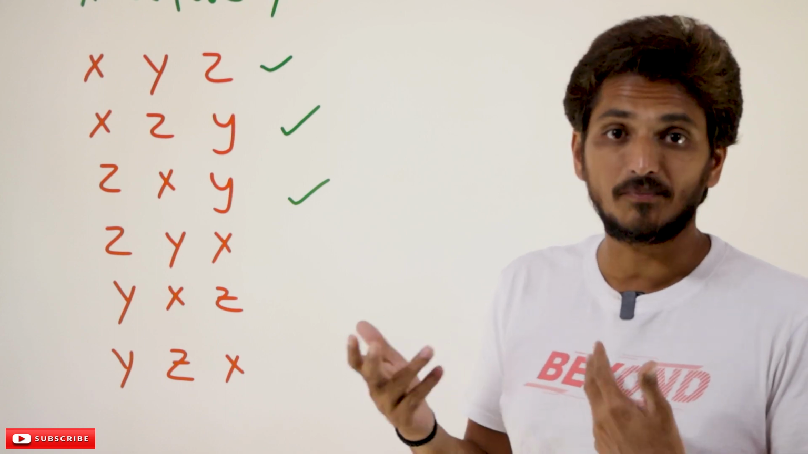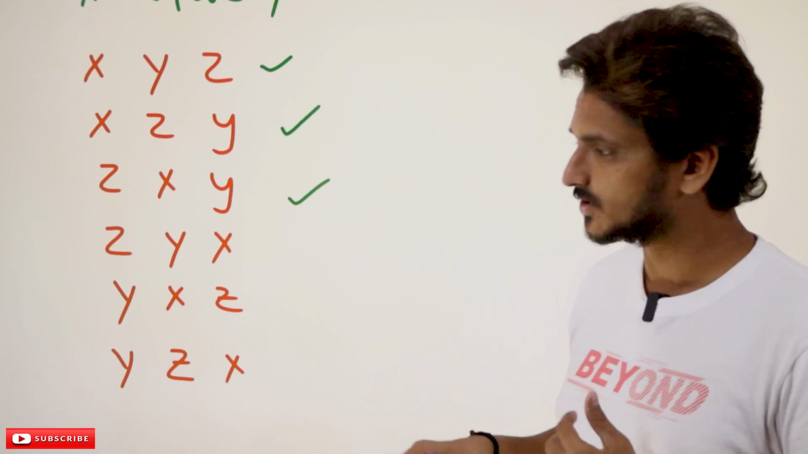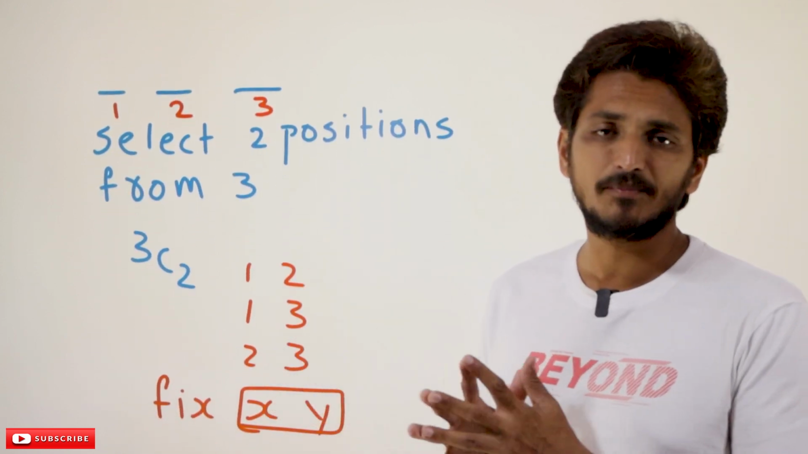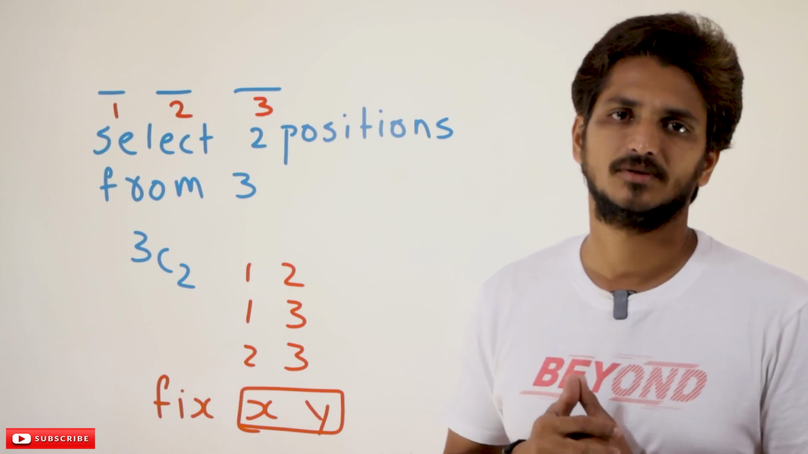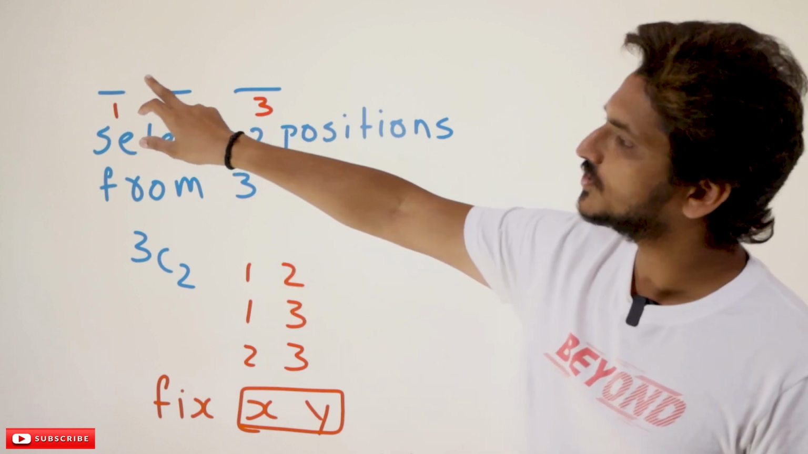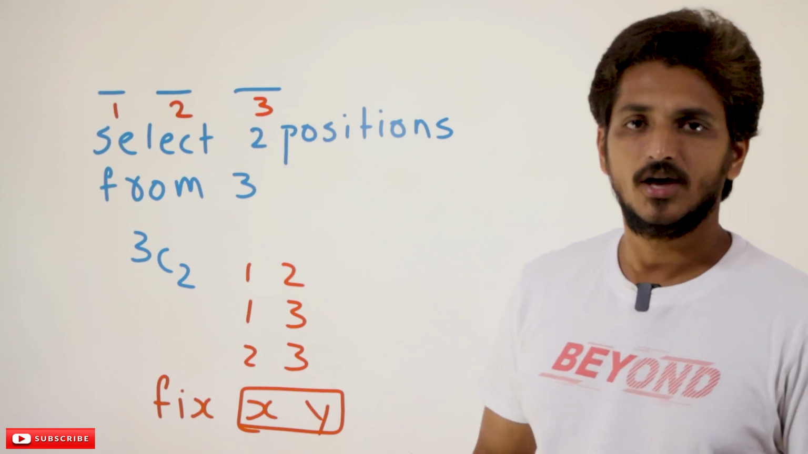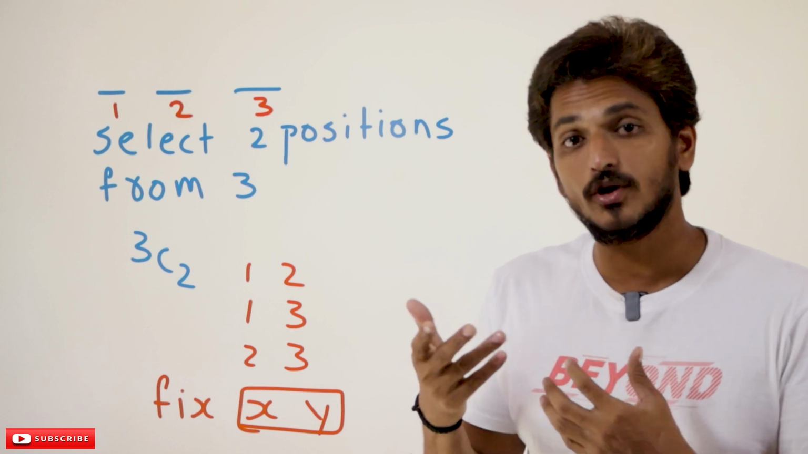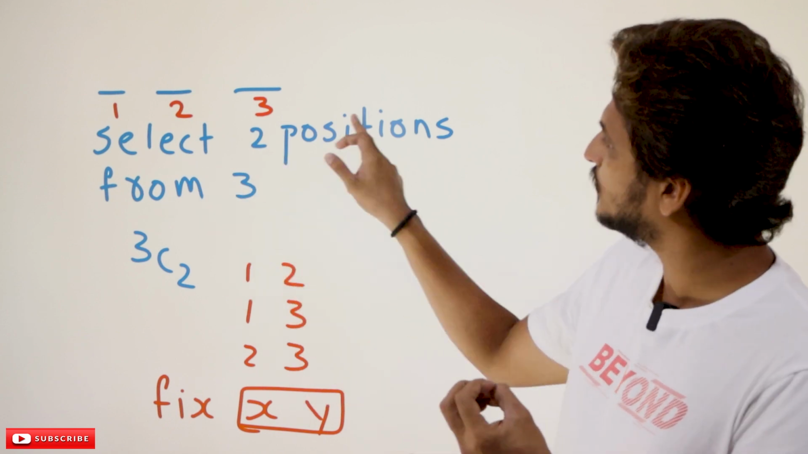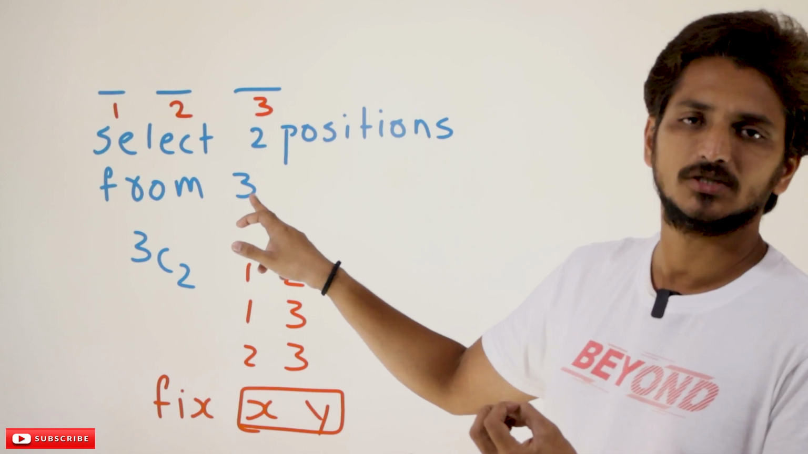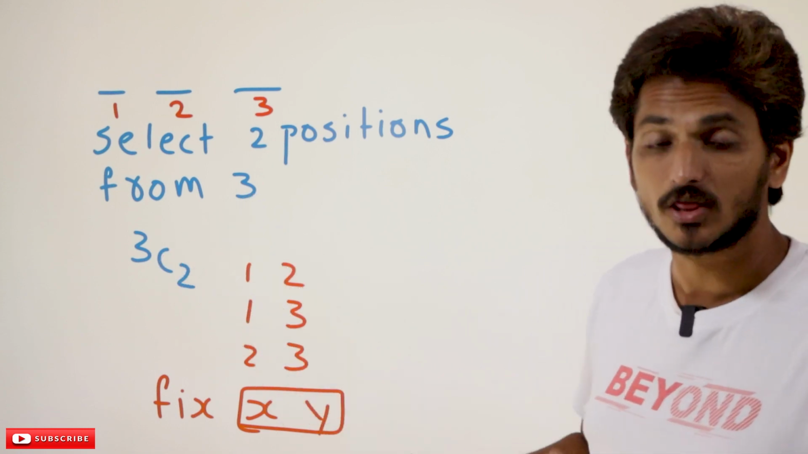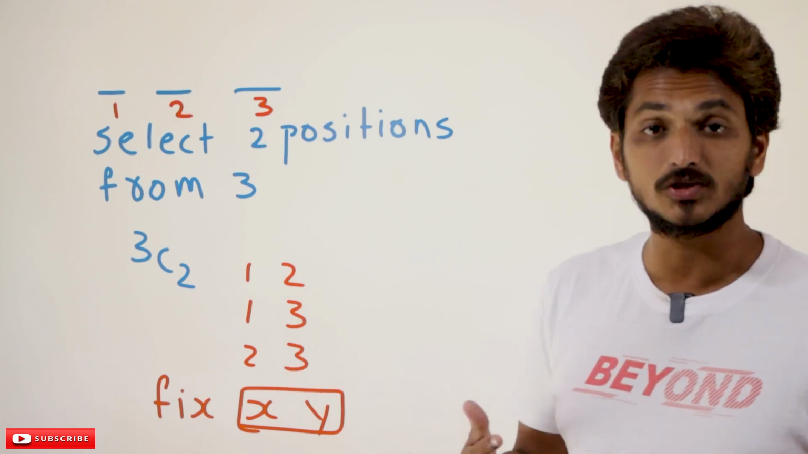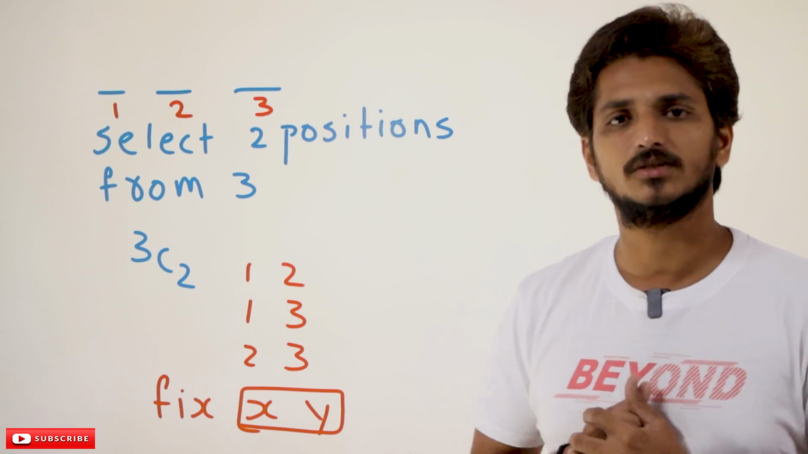So how to solve this type of question? Let's try to understand with an example. These types of examples are solved using selections. First, how many positions are there in total? 3 positions are there. From these 3 positions, you have to select 2. Select 2 positions out of 3 positions: 3C2 ways. What are those ways? First and second position, first and third position, second and third position. These are the possible selections of the positions.